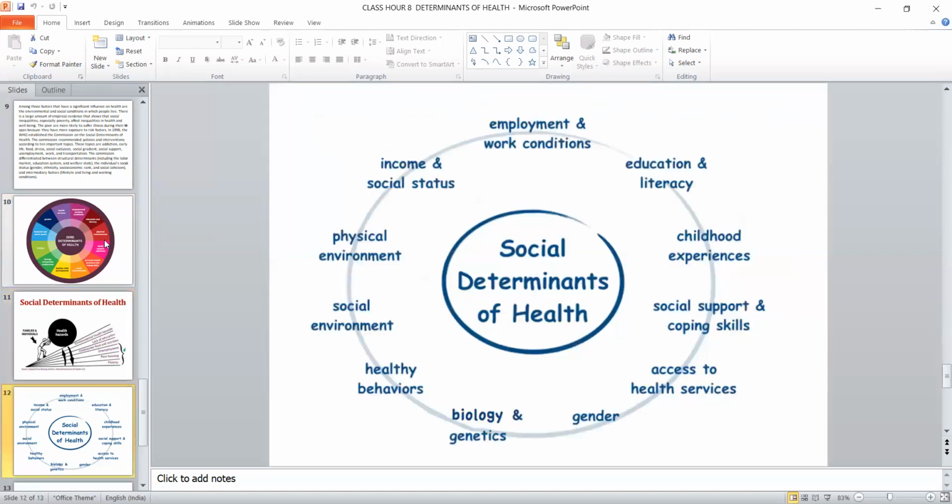Now, this particular flowchart gives the social determinants. Social support, how you are coping with the skill, how accessible the health service is, what the healthy behaviors are, what the social environment is, whether the physical environment is coping with the social environment, what your social status and income status are. These are the determinants as far as the social determinants of health are concerned.